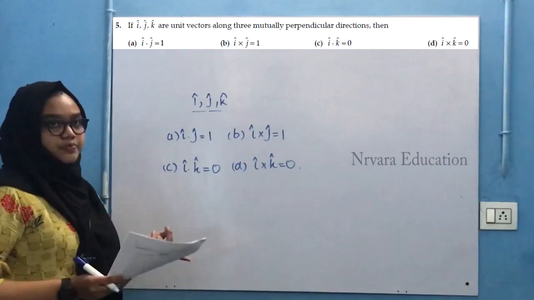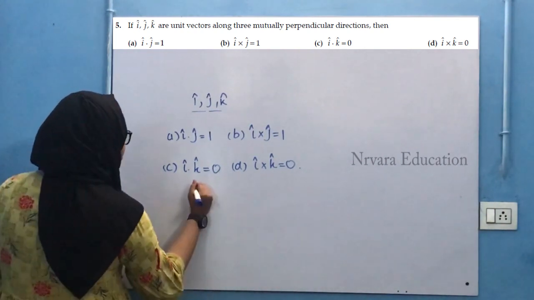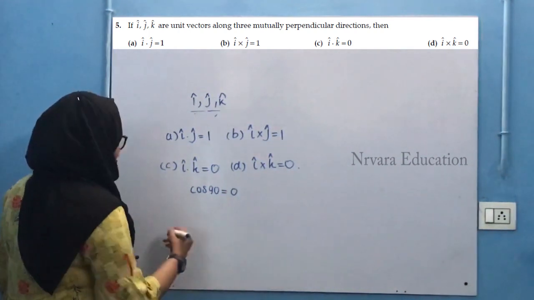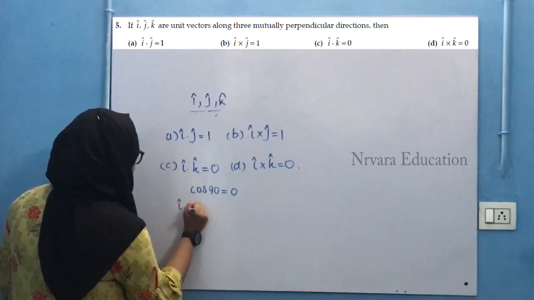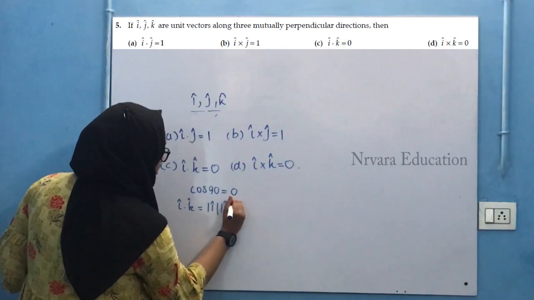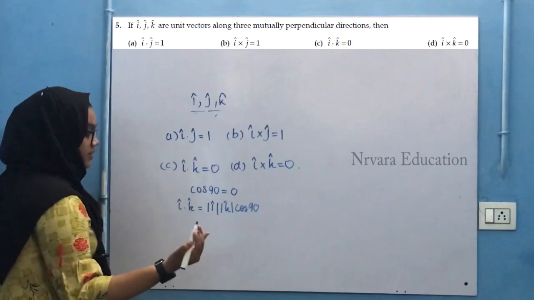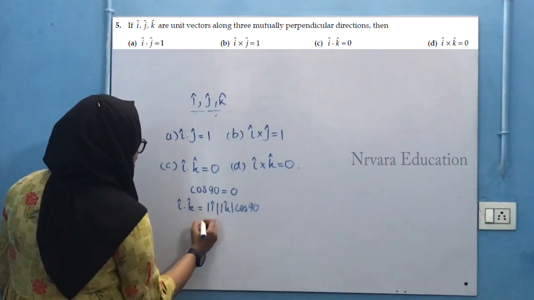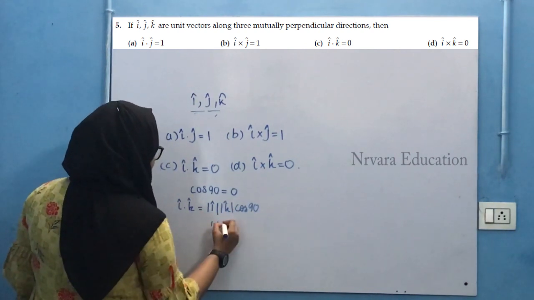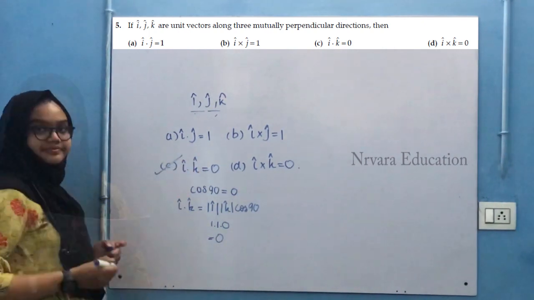Now we do know that the dot product between any two perpendicular vectors is 0 because cos 90 is 0. So the dot product of any two vectors, let's say i cap dot k cap, will be mod i into mod k into cos 90, since they've given that these are mutually perpendicular vectors. Now mod i equals 1 and so is mod k, and cos 90 equals 0. So we get the answer 0. So our correct option is C.